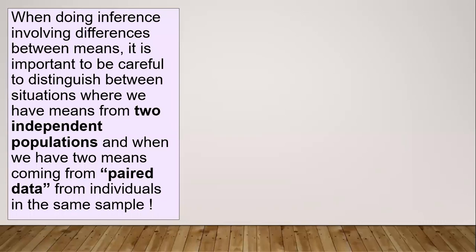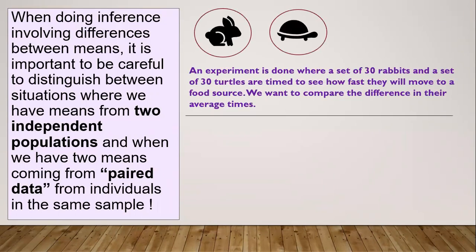I want to begin this video by indicating that whenever we're doing inferences involving differences in means, it's very important to be careful to distinguish between situations where we have means from two separate independent populations and when we have two means that are coming from the same sample, what we call paired data. Consider the following two different situations.